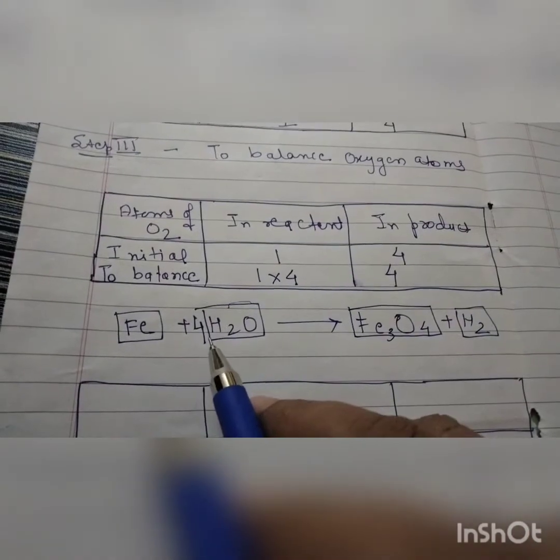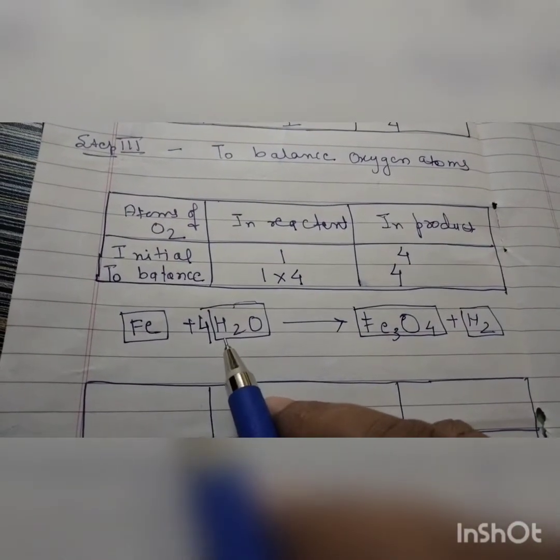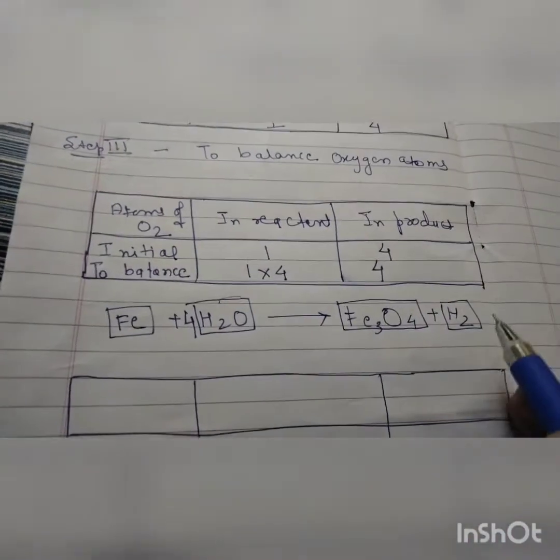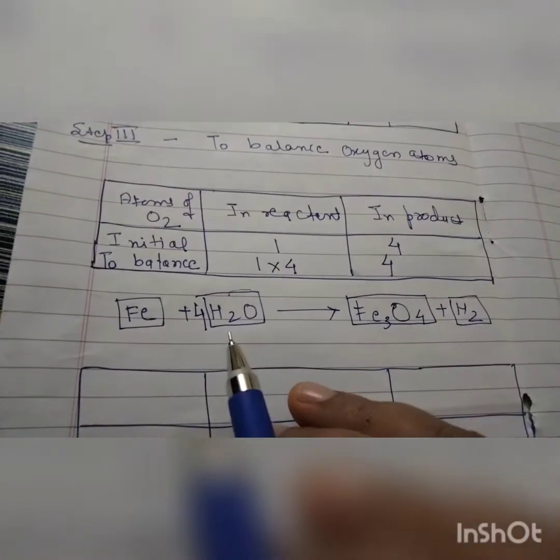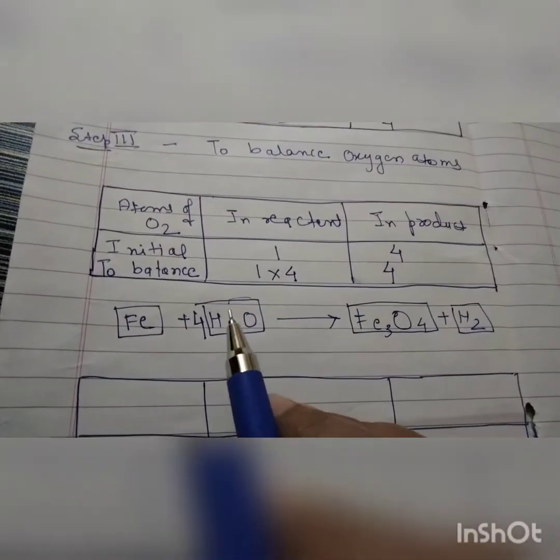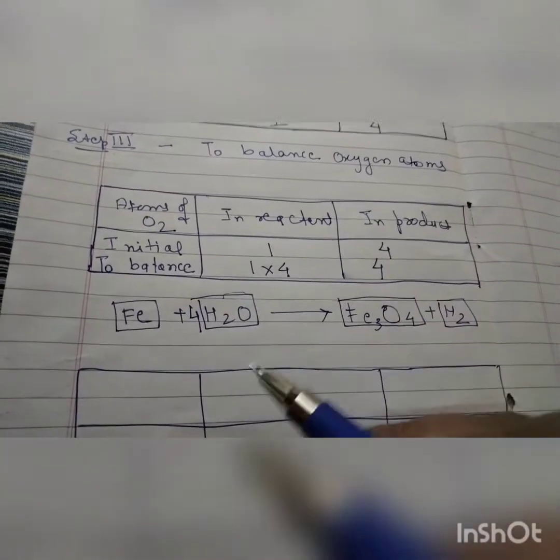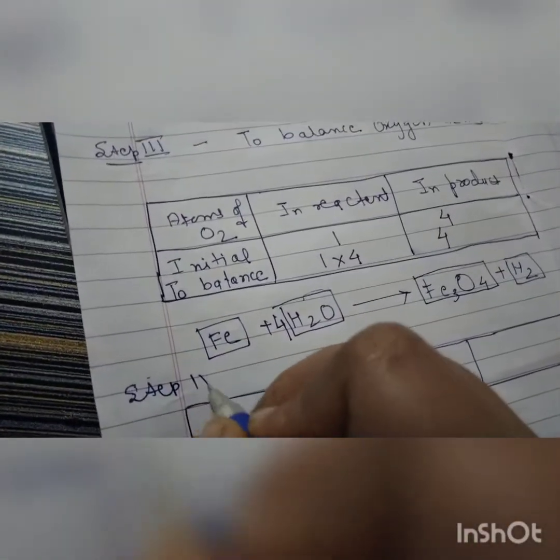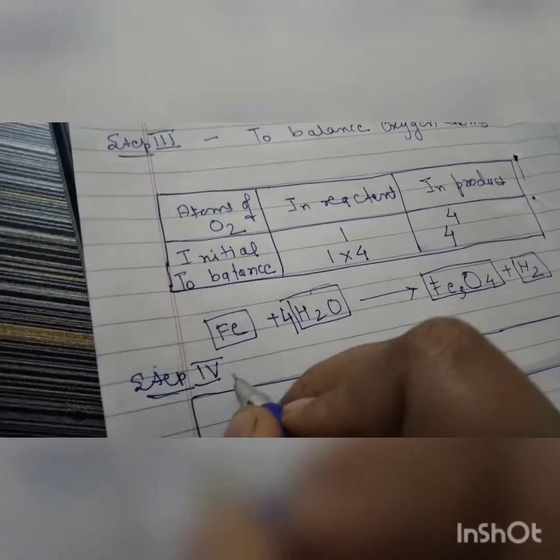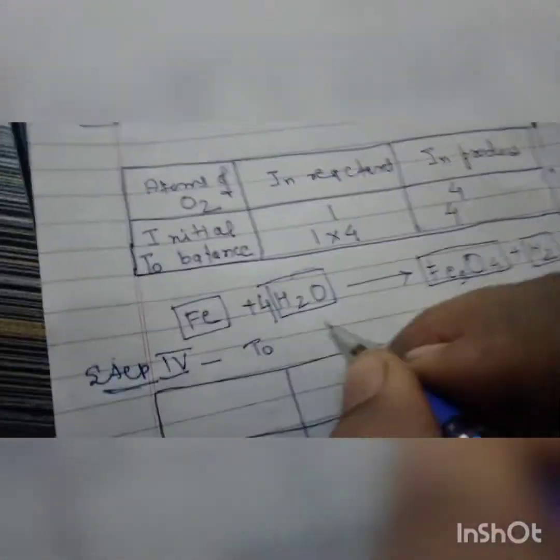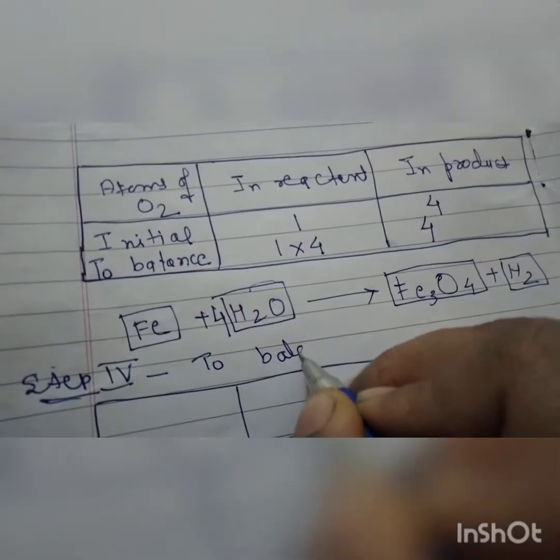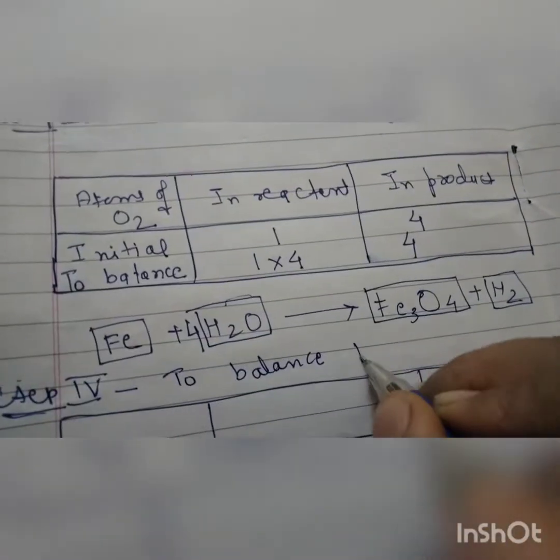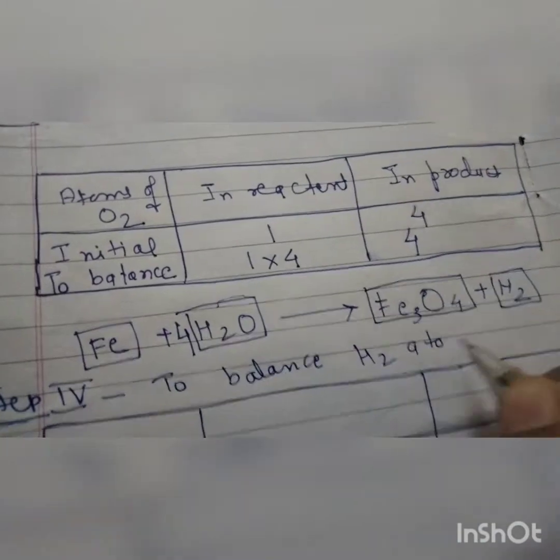But now the number of hydrogen atoms 2 to the 8 in reactant side. But this side it is 2. Now the number of hydrogen atoms also change. So to balance it, what we will do, where to multiply what? So next we will balance the hydrogen. So step 4 will be to balance hydrogen atoms.